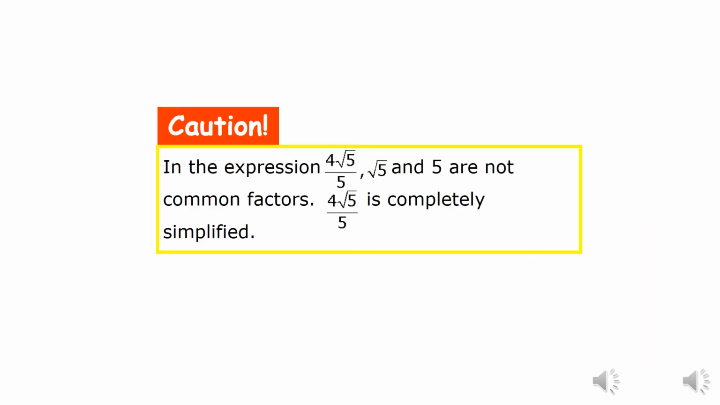So here's a caution. In the expression 5 square root of 5, these are not common factors. Do not cross-cancel them. This is completely simplified. So those are one of those fatal flaws that you have to watch out for.